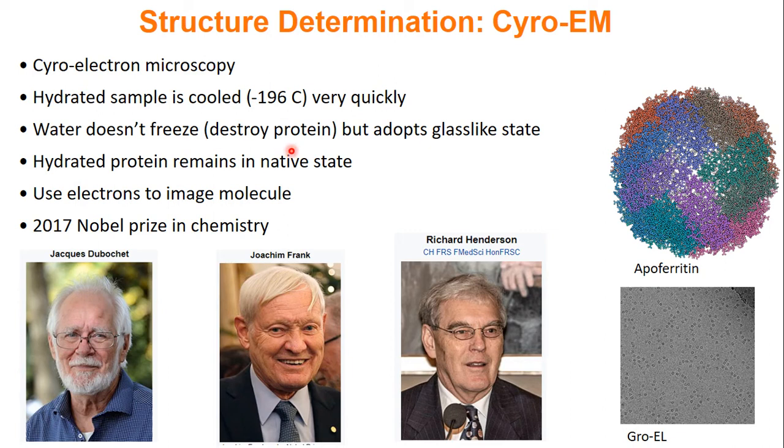That's good, because if it was ice, it would completely destroy the protein. However, this hydrated protein remains in its native state. Then you can shoot your protein with electrons and you can start to look at the structure. And you can get really big, beautiful structures like apoferritin here through cryo-EM. Here is GroEL, which we will talk about later on in this chapter. And this actually won the Nobel Prize in 2017 by these three gentlemen for the development of this technique for proteins.